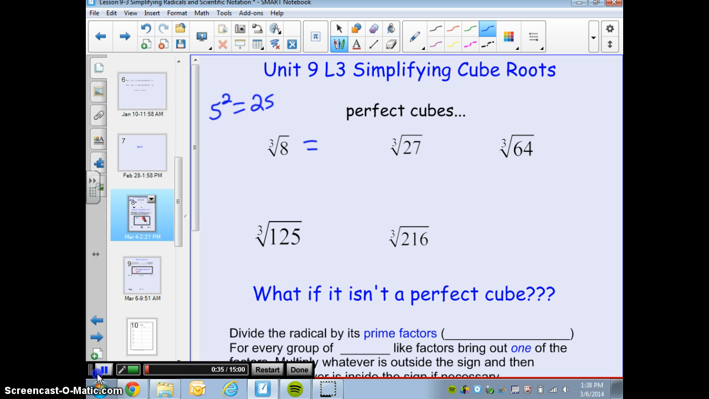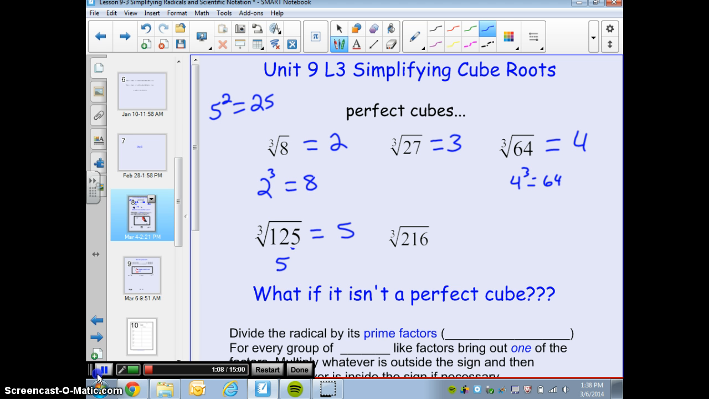So the cube root of 8 would be 2. Okay? 2 cubed, or 2 times 2 times 2, equals 8. The cube root of 27 would be 3. 3 times 3 times 3 is 27. The cube root of 64 is 4, because 4 cubed is 64. The cube root of 125 is 5.